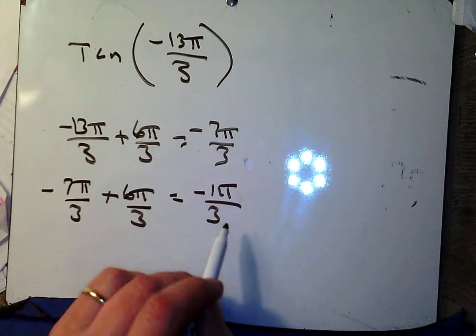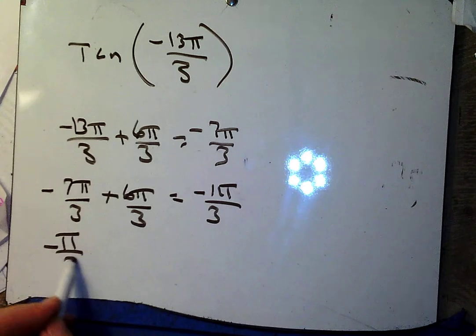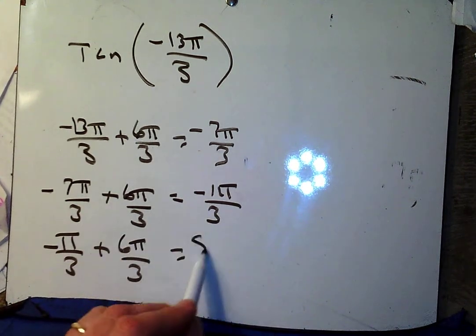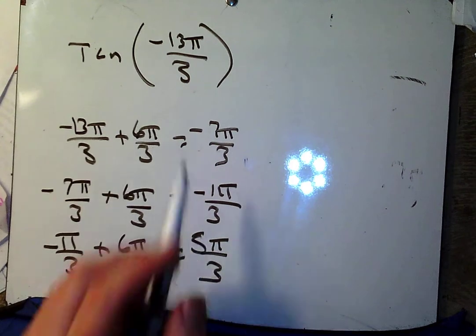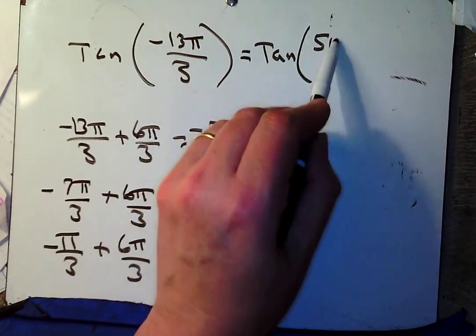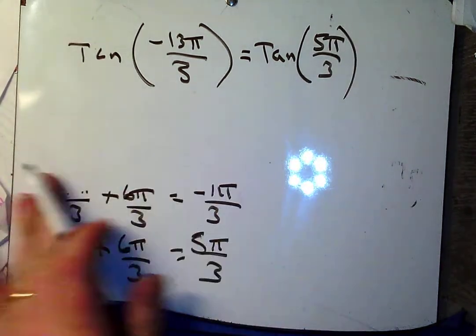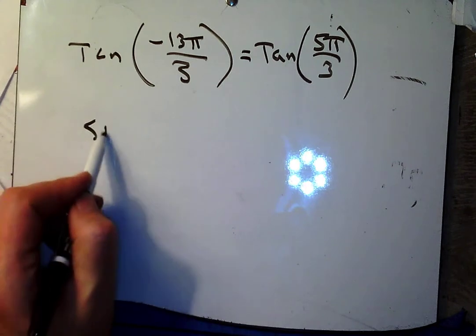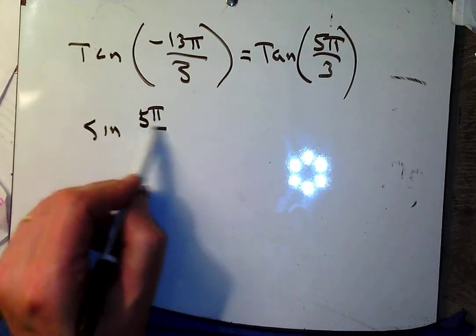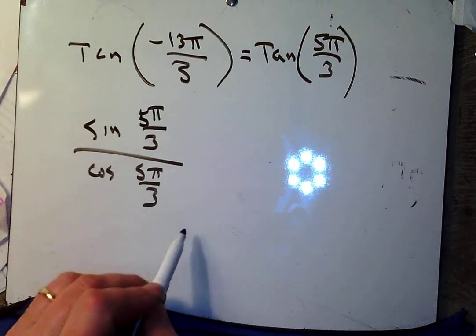No. Negative pi over 3. That's not on the unit circle. Let's add 2 pi. And I get 5 pi over 3. So this is going to be the same as this. Tangent of 5 pi over 3? Not sure. Well, I know that that's going to be the sine of 5 pi over 3 over the cosine of 5 pi over 3.